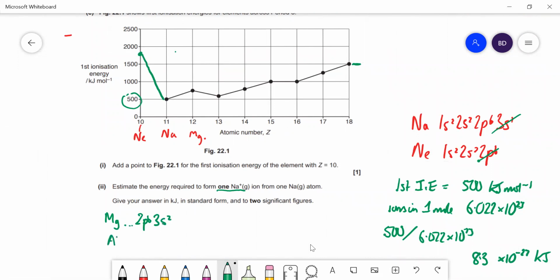Whereas aluminium is 2p6 3s2 3p1. So the first electron in aluminium is being removed from the p subshell, not from the s subshell, and the p subshell is slightly higher in energy. So the electron is slightly easier to remove. The electron is a bit further away from the nucleus.